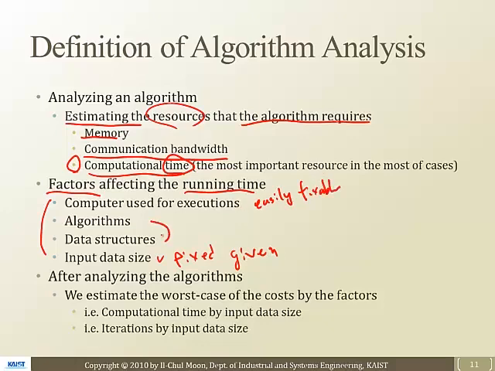So algorithms and data structures remain core factors in affecting the runtime. These are the two things that we need to analyze in algorithm analysis. After analyzing the algorithms, we can estimate the worst-case cost by the factors, right? Computational time by the input size, or iterations by input size as well. So that's our ultimate goal in this part.